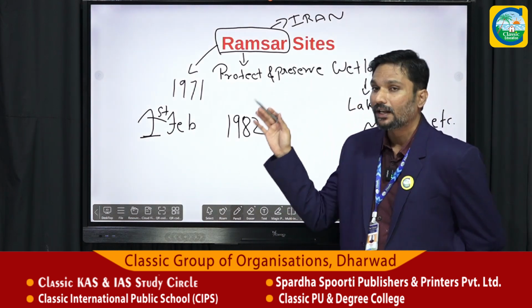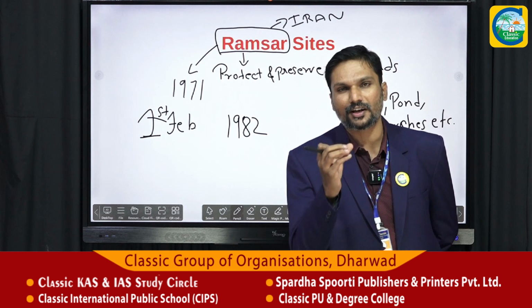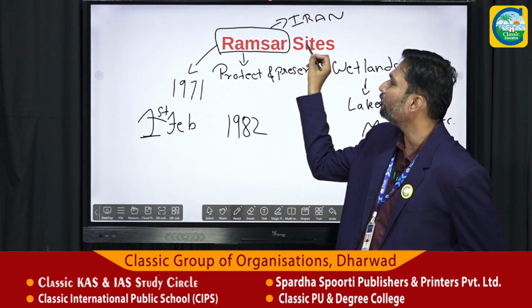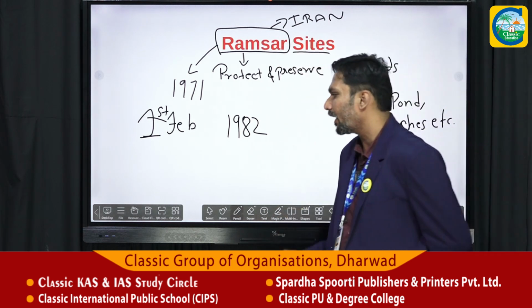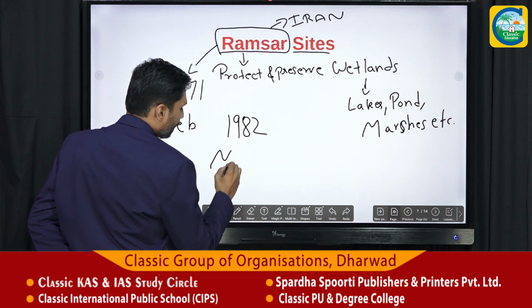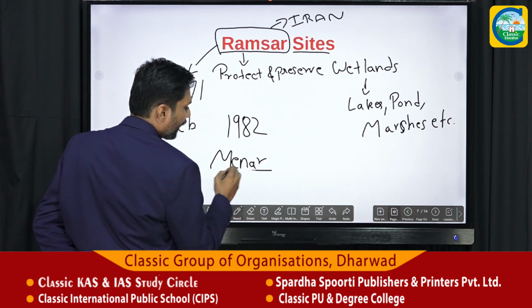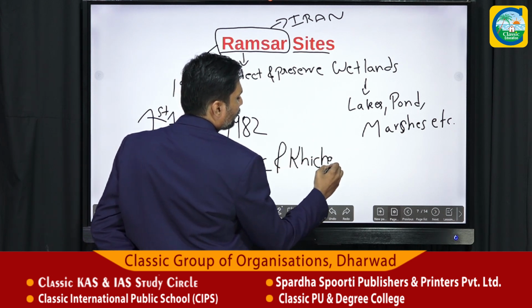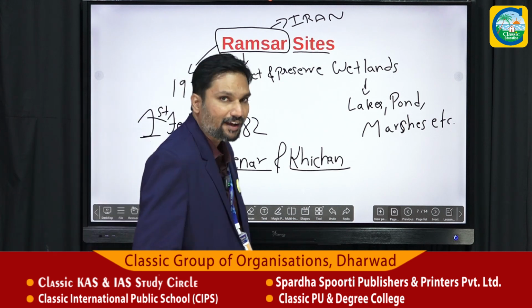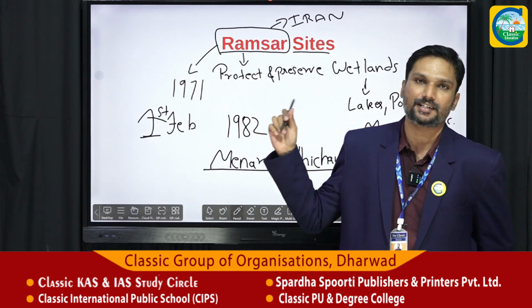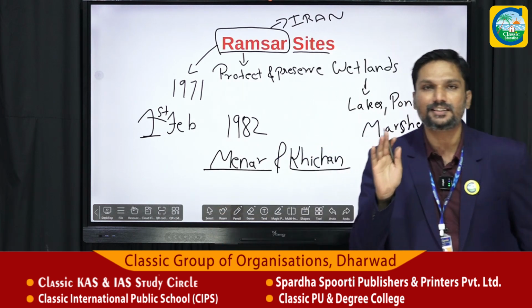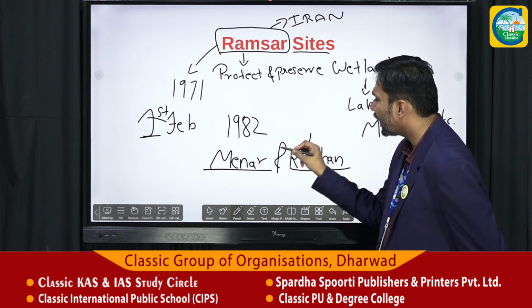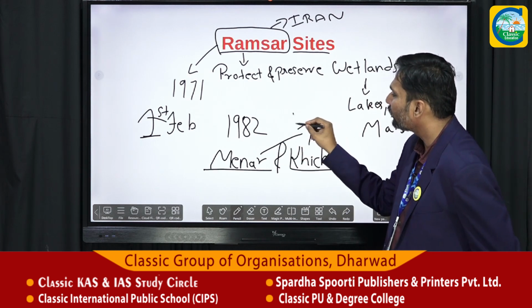Now recently, Ramsar has awarded designated wetlands. There are 2 designated wetlands in India which have won the status of Ramsar sites. Which are those? Those 2 areas are Menar, this is area number 1, and the other one is Khichen. These are the 2 important sites which have gained the recognition of Ramsar sites in India. Both these wetlands are present in the present day state of Rajasthan.